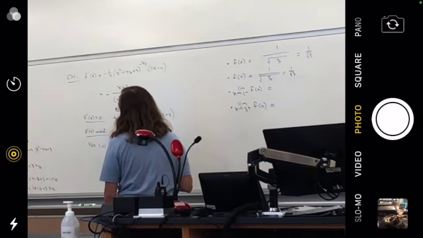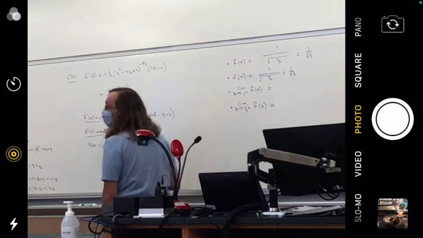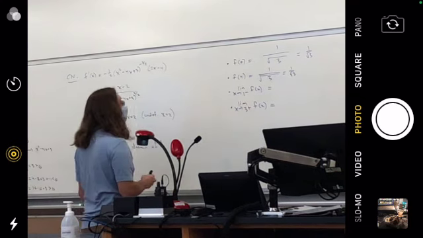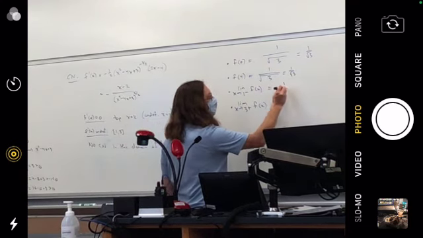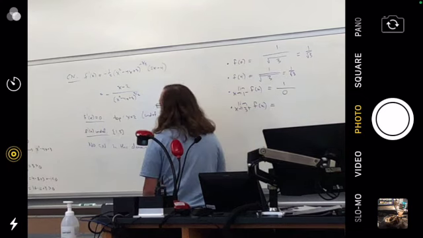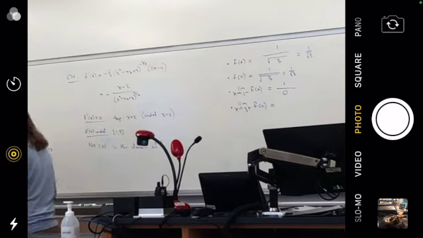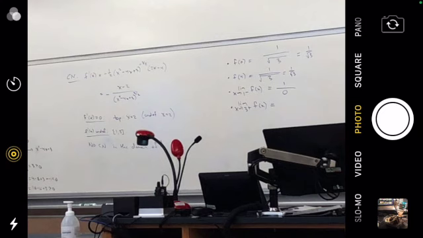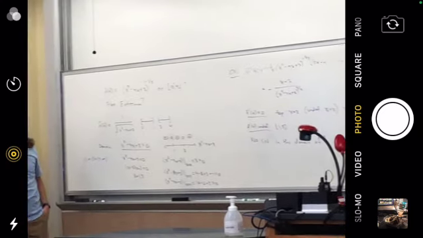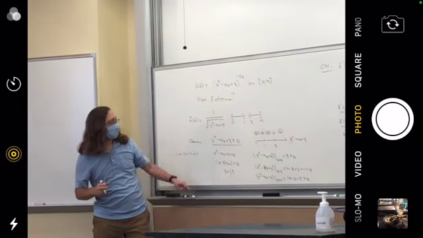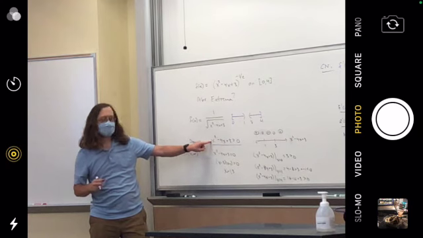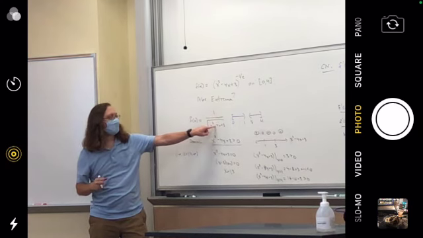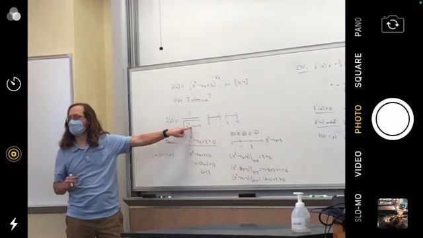If I go to 1 from the left, I know I get a 1 on the top, and I know I get a 0 on the bottom. Why do I know I get a 0? If I plug 1 into here, I get 0. So if I plug 1 into here, I get 0. Now the question is it positive or negative?